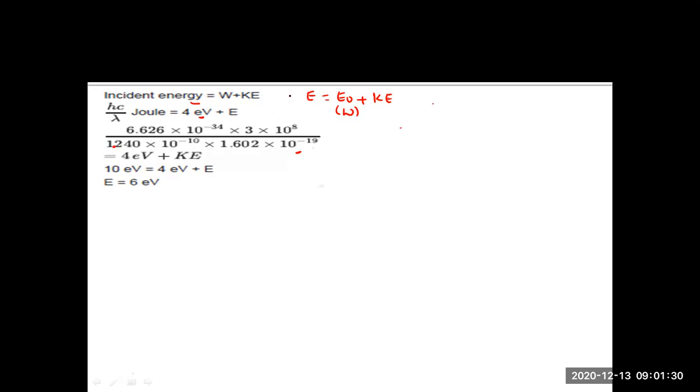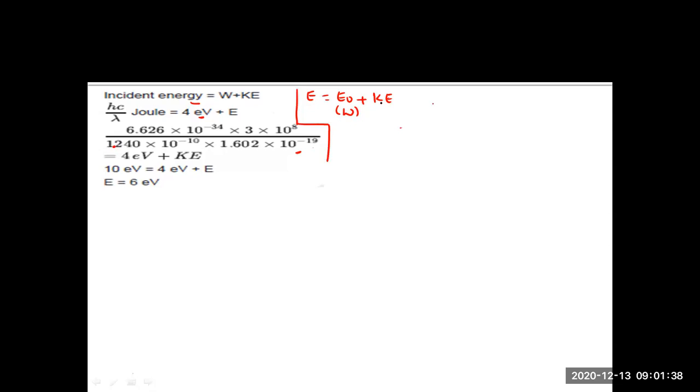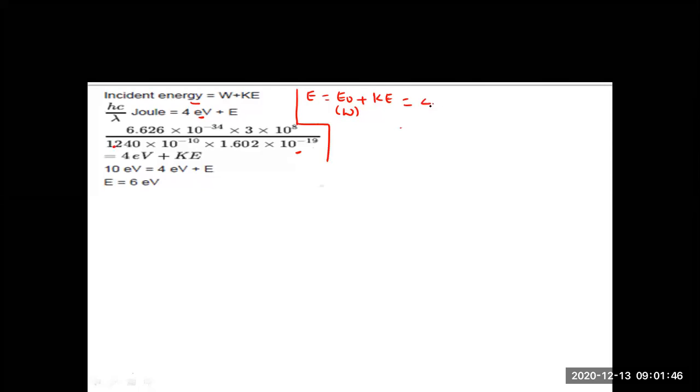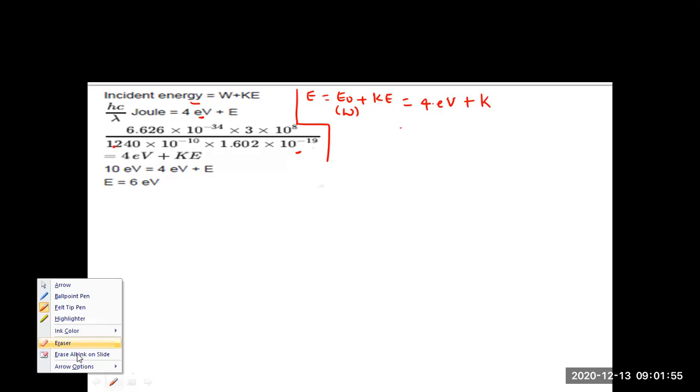Listen to me now. Forget about these steps. E is equal to E naught plus KE is the equation of photoelectric effect. E naught is threshold energy, nothing but work function. E naught, they have given 4 electron volt. Kinetic energy has been represented as E.